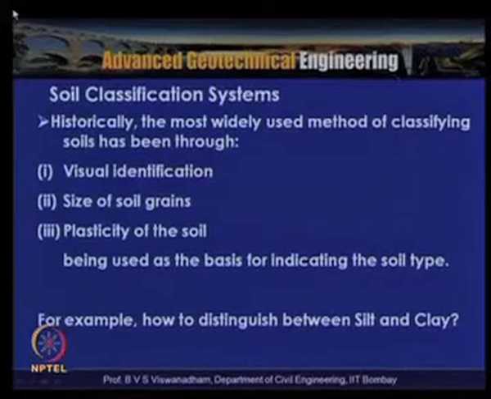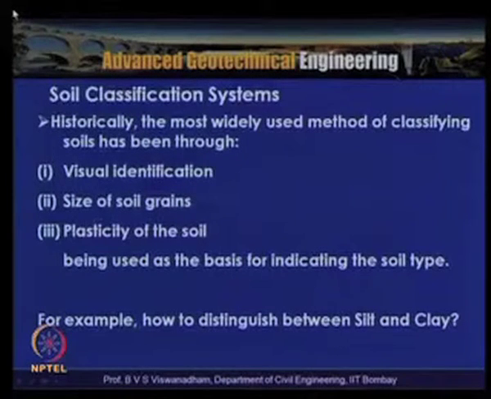So historically, the most widely used method of classifying soils has been through visual identification and size of the soil grains. So we have different sizes, from bulky particles to flaky particles to very plate shaped particles. Some of the particles cannot be seen, but visual identification will allow it to some extent. Then the size of the soil grains and plasticity of the soil are used as the basis for indicating the soil types.